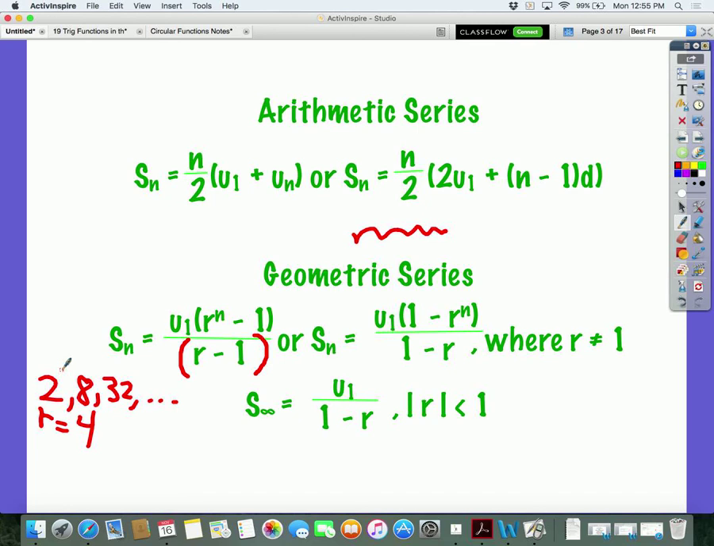And they want you to find the sum. Well, when you plug it in, your first term is 2. You'll have 1 minus 4. All right. Something's not right.